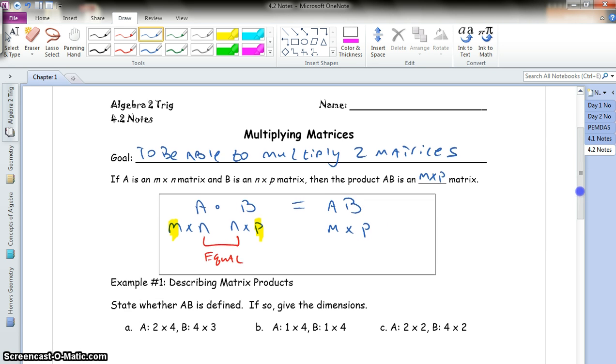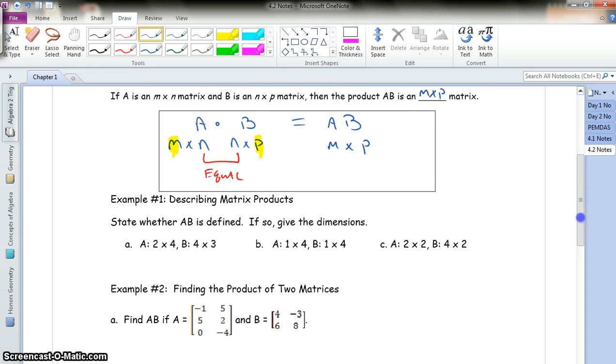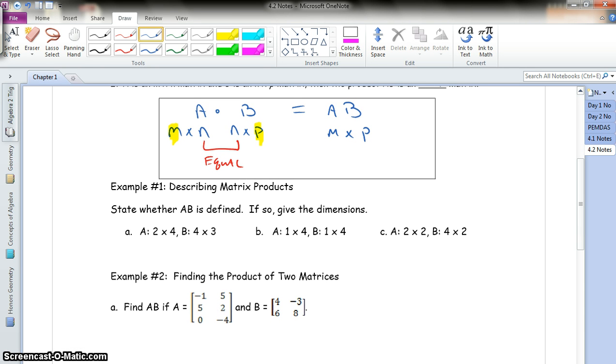Alright, so let's practice this. It says, describe matrix products. State whether AB is defined. If so, give the dimensions. So we have a 2 by 4 and a 4 by 3. Are the 4s equal? They sure are. Therefore, this product would be defined as a 2 by 3 matrix.